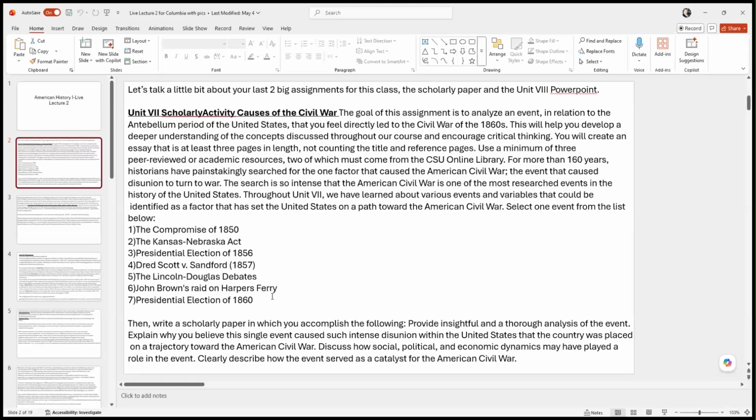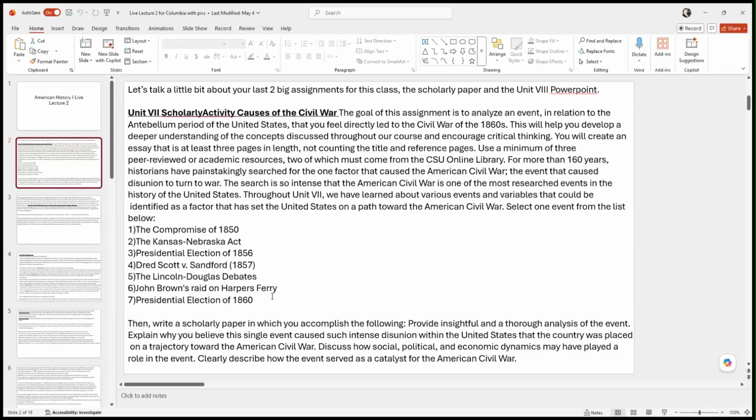Basically what you're going to do is select one of those 7 events that I have listed, and you need to decide which one you want to do. Then you need to make a scholarly argument as to why you think that particular event you chose was a primary cause of the Civil War. Of course, nobody knows for sure exactly what the absolute cause of the Civil War was, so you really can't get it wrong. You just need to make a persuasive argument about the event that you chose and write a paper about it.